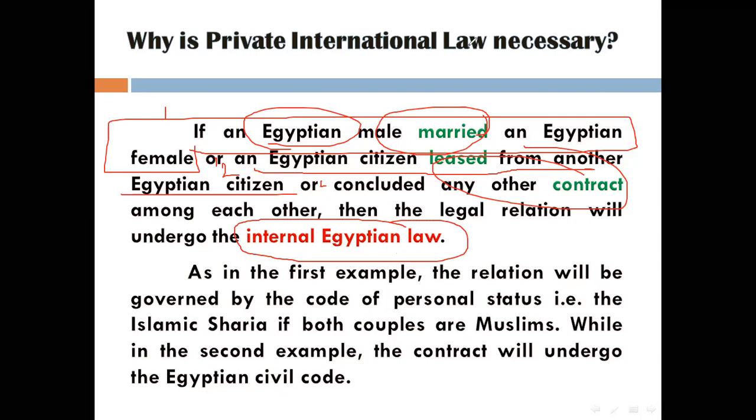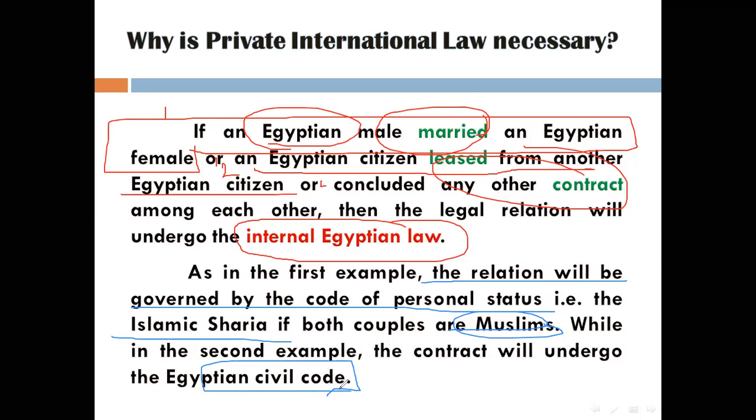So, as mentioned here, in the first example, the relation will be governed by the code of personal status, that's to say, the Islamic Sharia, for example, if the couple are Muslims. While in the second and the third examples, the contract will undergo the Egyptian civil code simply because they are contracts, whether nominated or unnominated. In all cases, the Egyptian civil code will apply to them. So the applicable law in all of these examples is the Egyptian civil code.